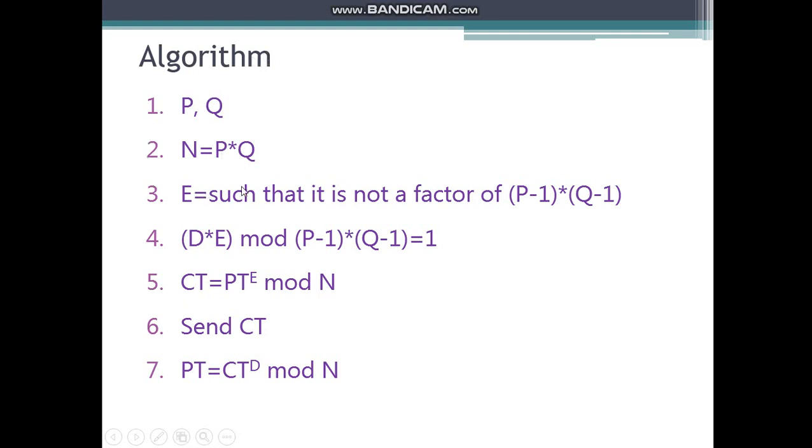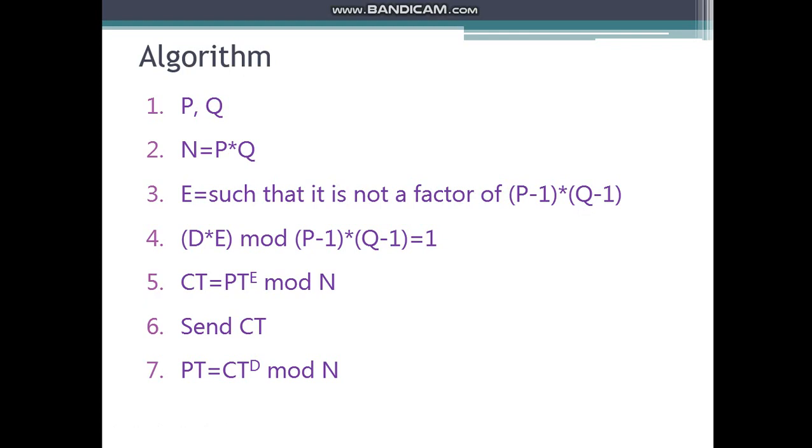First step, we have to randomly choose two large prime numbers, P and Q. Now multiply these two large prime numbers P and Q, and the result will be stored in capital N. Now for selecting the value of E, we first have to calculate the value of the totient function. The totient function is mainly denoted as phi. So phi equal to (P minus 1) into (Q minus 1).